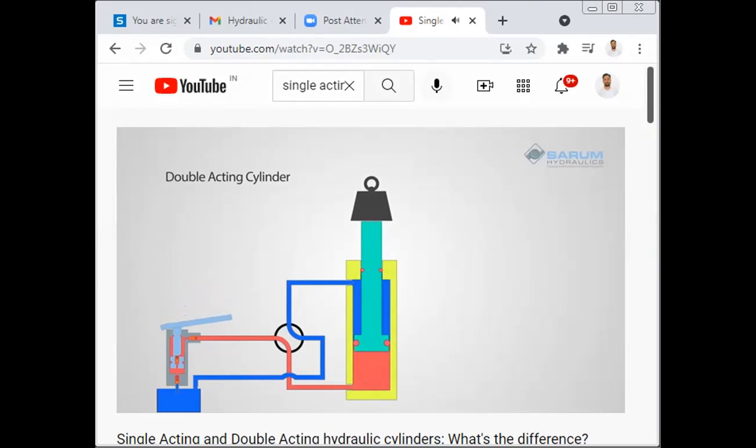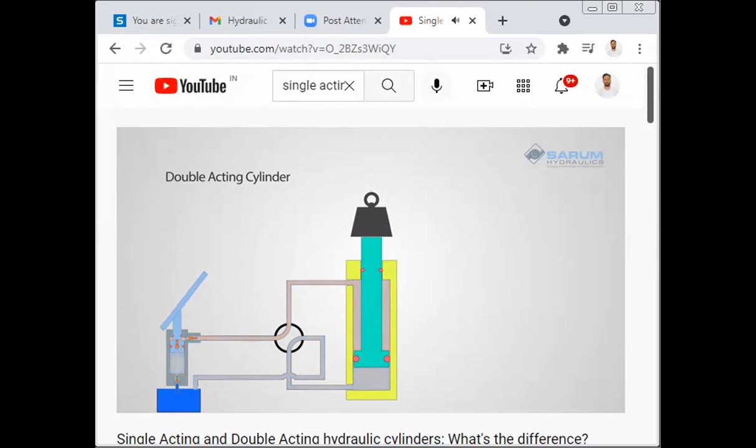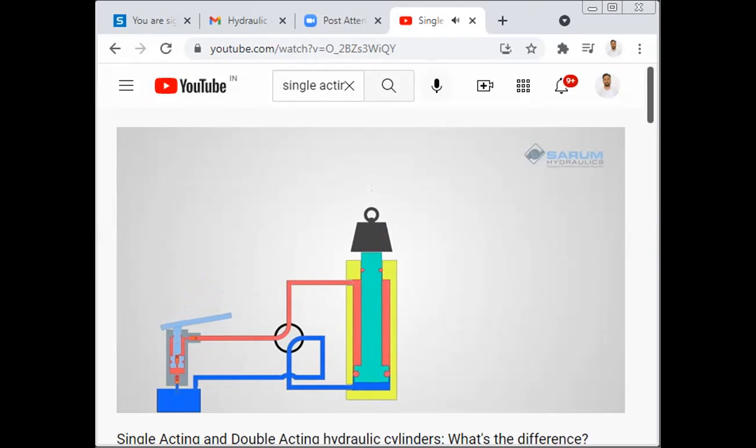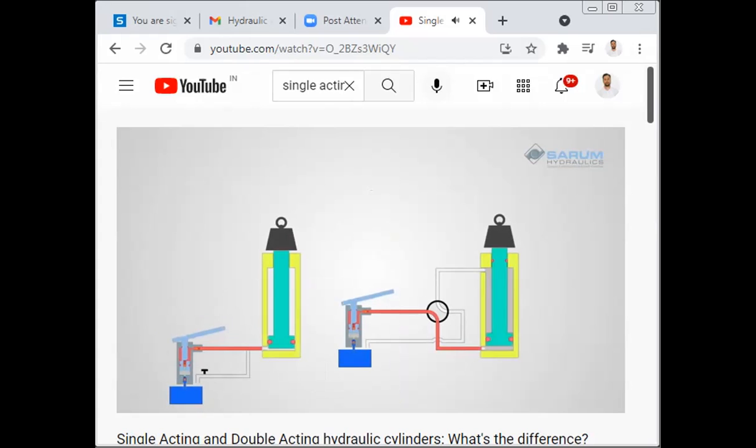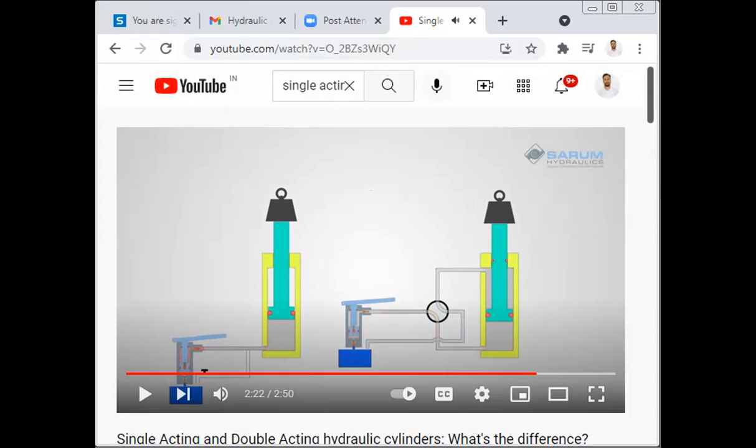You can see the ram is now extending. At the end of the stroke, we are reversing the 4-way valve, so the pressure feed is now connected to the reduced bore end. We can now retract the ram under power and pull the rod back. It doesn't need a spring or gravity to return it. The force generated by the hydraulics will be smaller because the area is smaller. Now you've seen single and double acting hydraulic cylinders or hydraulic rams.